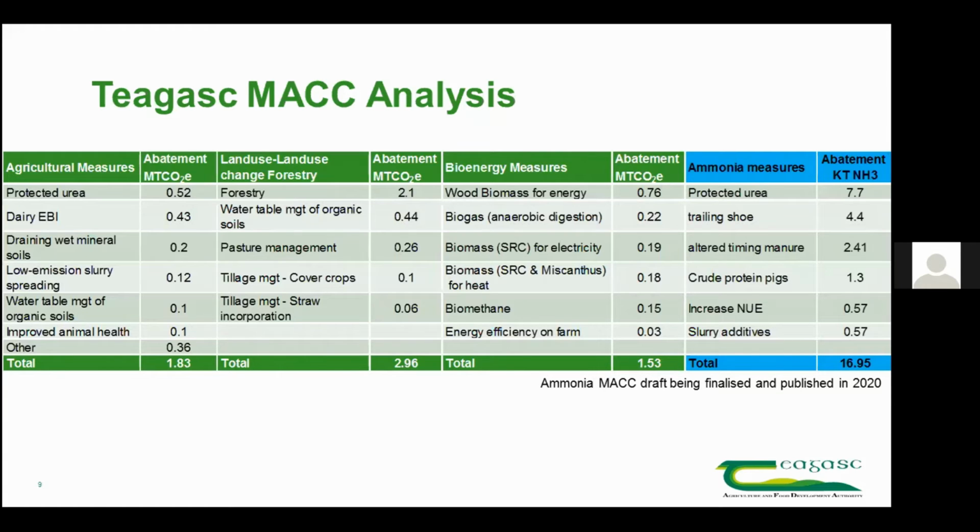And some of those drains might already be stopped up, but some of them we might want to re-wet. Pasture management and tillage management then makes up the rest of this carbon sequestration tranche of emissions and emission savings. And then finally, we have the bioenergy measures, which the savings don't necessarily accrue to the agricultural sector, but agriculture is still contributing to the decarbonisation of the wider Irish economy. So really here, it's the likes of wood biomass for energy, biogas, and biomethane that are going to offer the biggest savings.